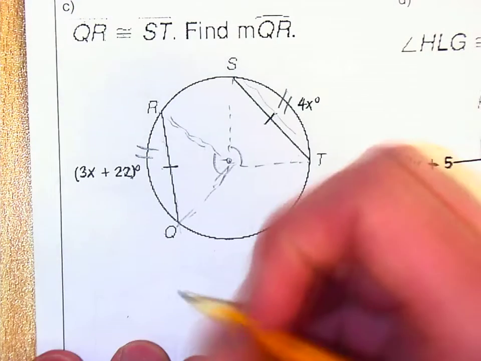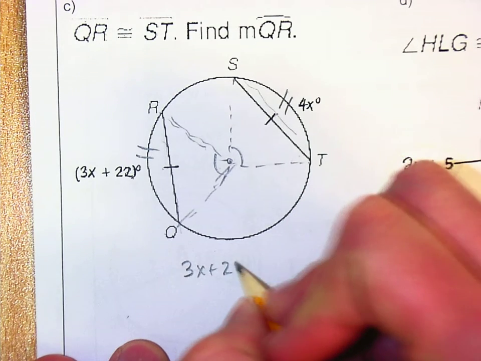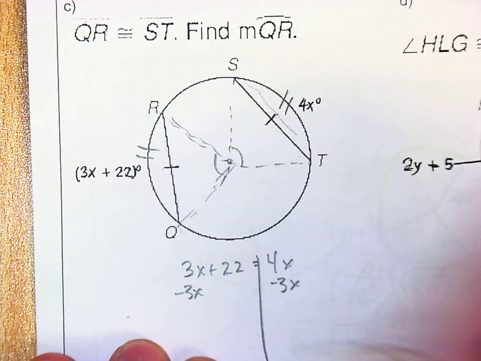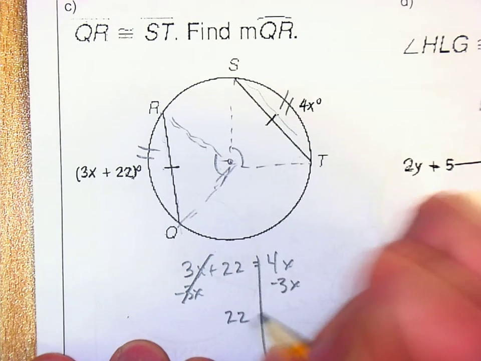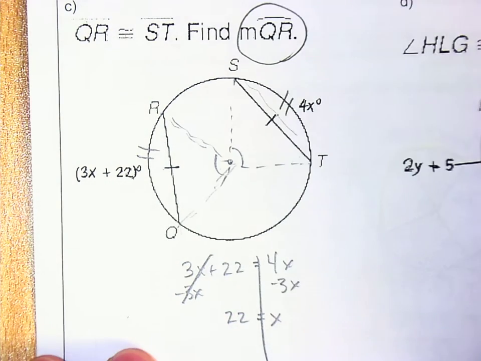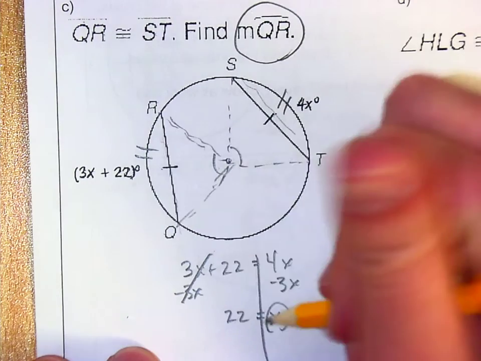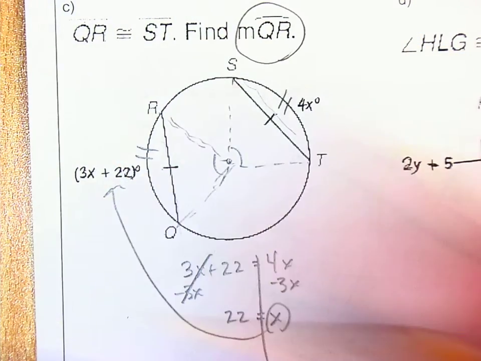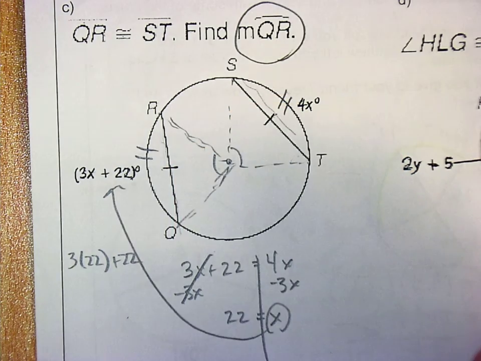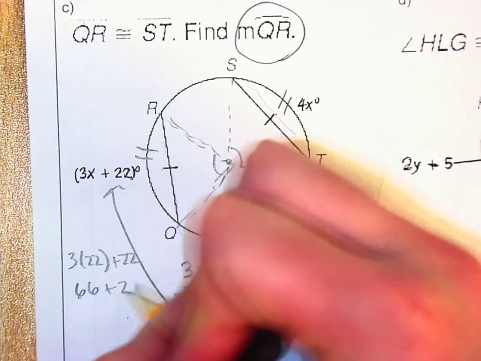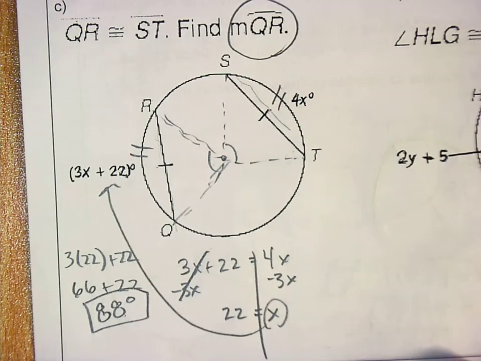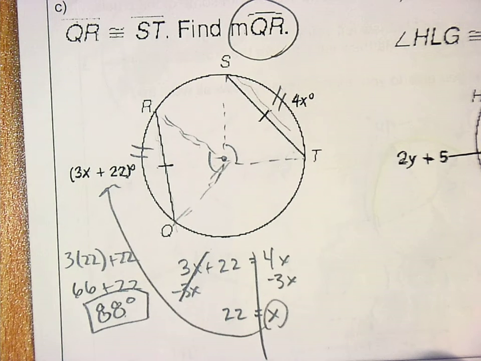So if these are congruent, I can find x. 3x plus 22 equals 4x. So I'm subtracting 3x, and I get x equals 22. Now they didn't want x, they wanted the measure of QR. So I'm going to take that x, I'm going to plug it in. So 3 times 22 plus 22, or 66 plus 22, which is 88 degrees. And remember that arcs are measured in degrees.